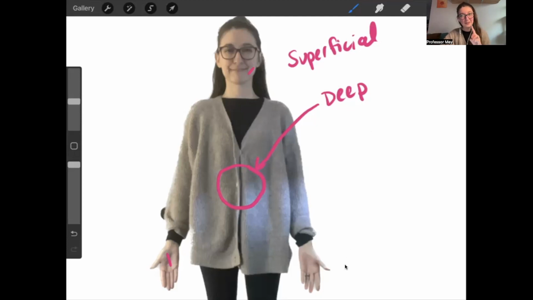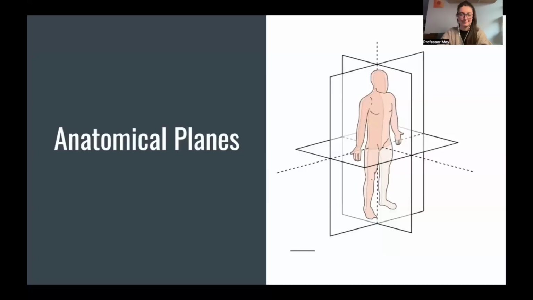There's one thing that we've started to segue into, and that's talking about anatomical planes. What are those? Well, anatomical planes themselves try to divide the body into different halves. And I say different halves because it depends on which way you are bisecting the body.